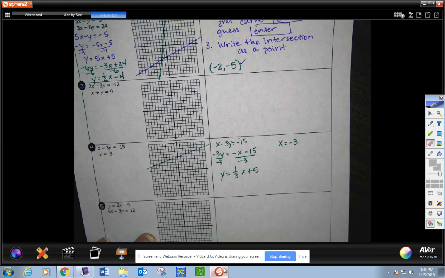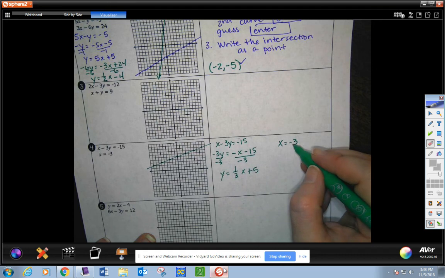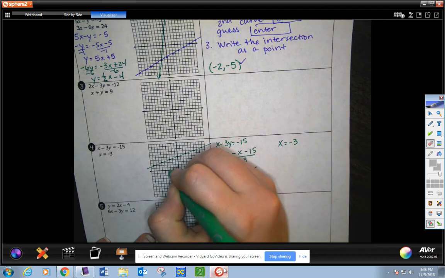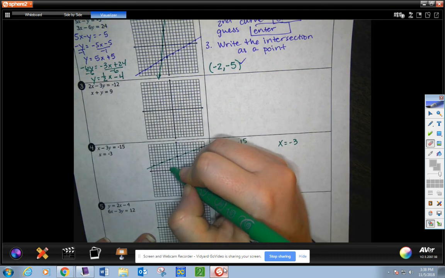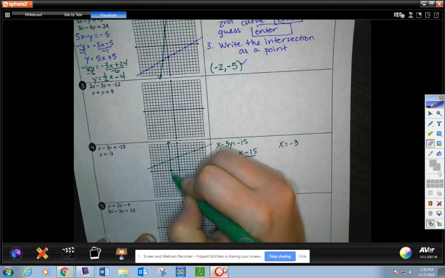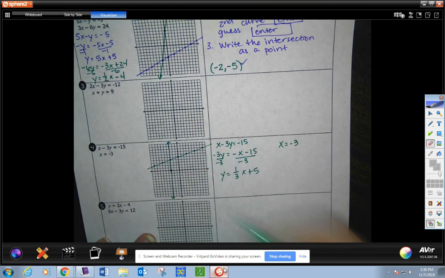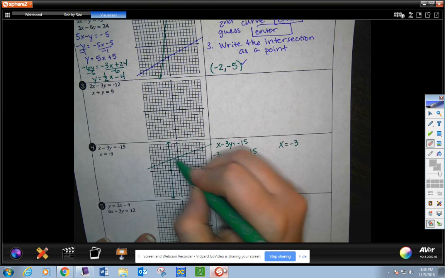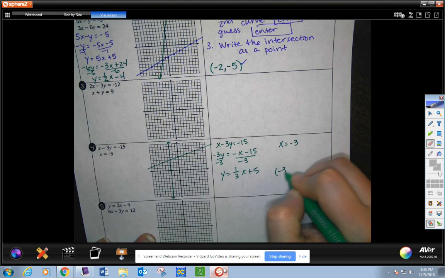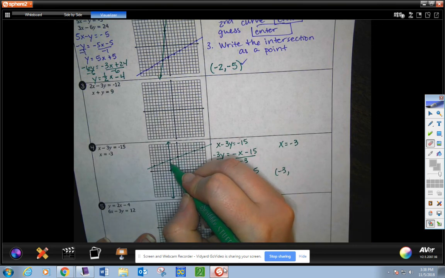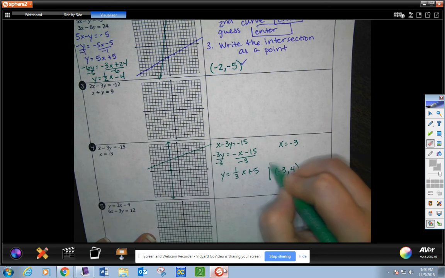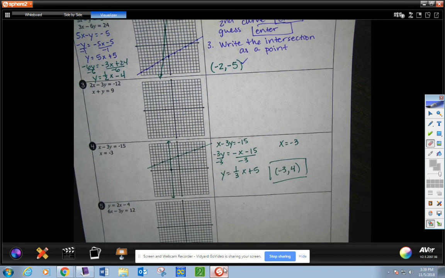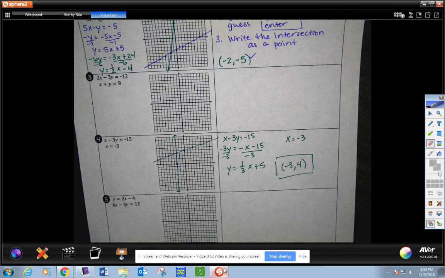Okay. With that, I'm going to now do x equals -3. I'm going to go to the x-axis at -3, and that has to be a vertical line. So when I draw that line in there, my lines are intersecting at -3, 4. And that's my answer. Okay, I'd like for y'all to try these on your own. If you have any questions, let me know.